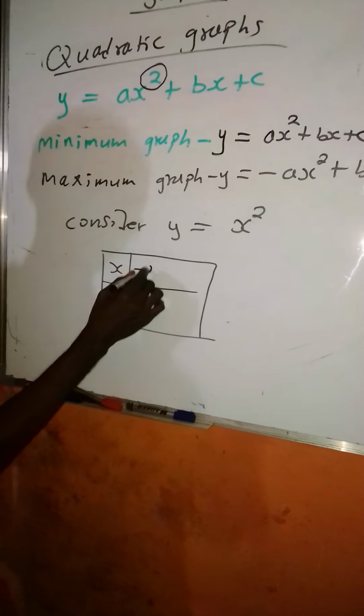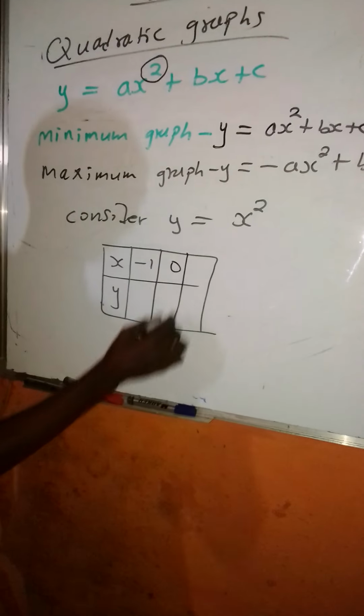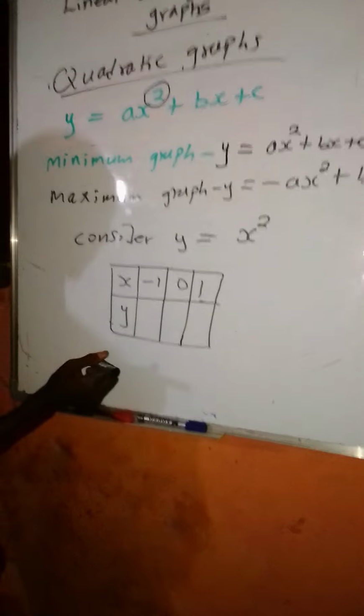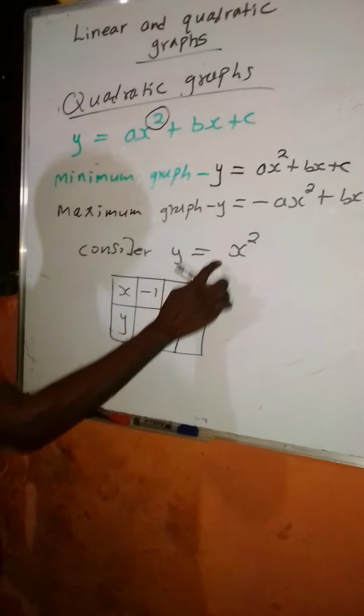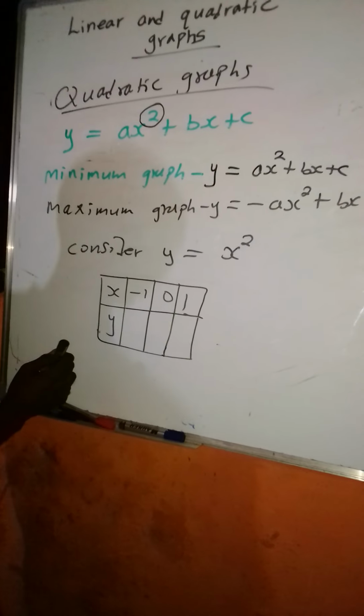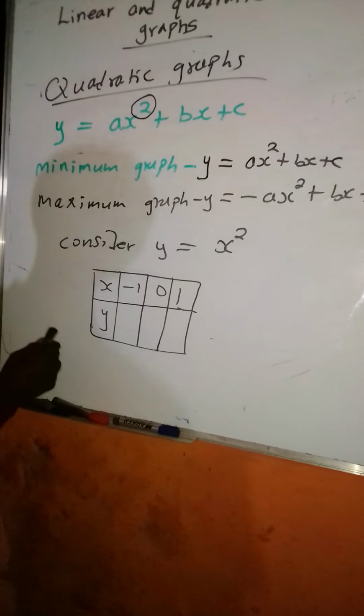Let's say we start with negative 1, we can move to 0, 1 or 2. Let's take 1. So these points will be enough for us to verify that this positive graph, which is positive x squared, will give us a minimum. And a minimum is going to be what? U shape.